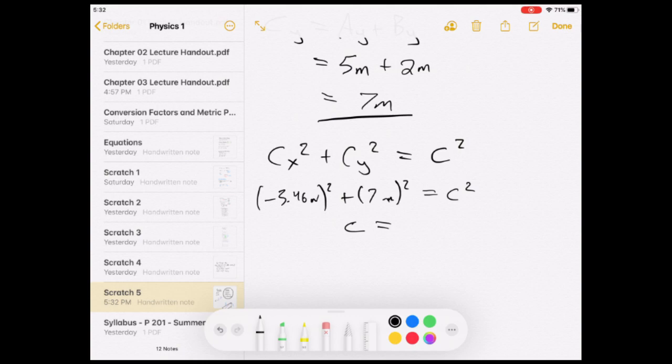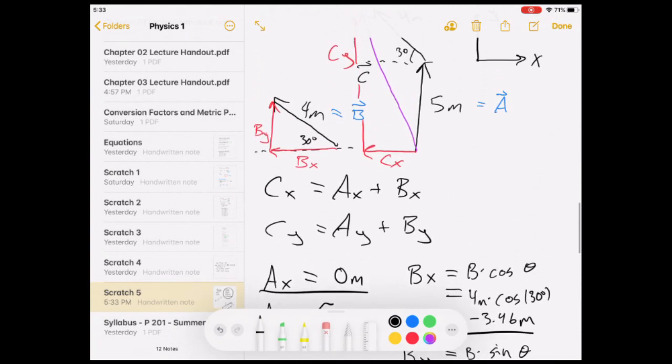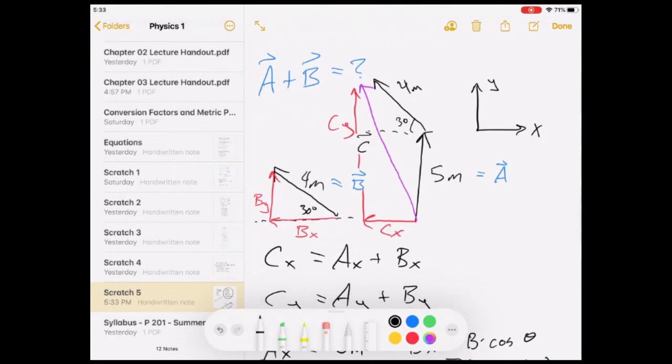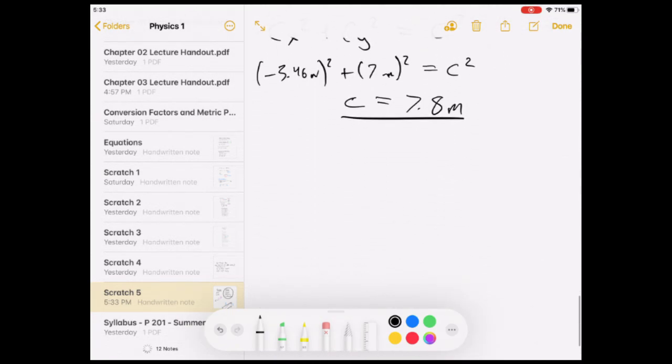What I get for C, the size of C, is, I haven't worked that yet. So, 7.8. Okay, that makes sense. It should be longer than 7, but not a whole lot longer. Okay, so the length of that is 7.8. That makes sense. It's less than 9, like we said. It's bigger than 5 for sure. Quite substantially bigger than 5.